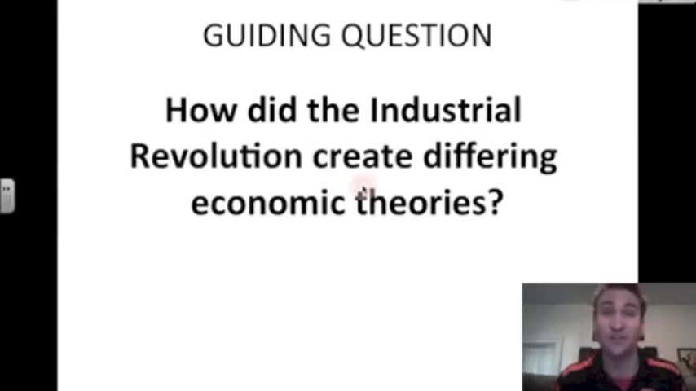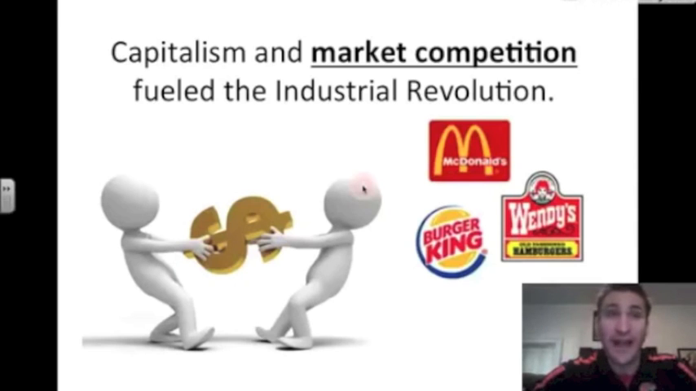The guiding question for today is, how did the Industrial Revolution create differing economic theories? Capitalism and market competition fueled the Industrial Revolution. What is market competition? Well, here you have 3 different fast food restaurants. They are a part of the same market. They sell fast food. They are all competing for profits. They're competing for fast food dollars. And this is at the heart of what capitalism is, competing for profits.